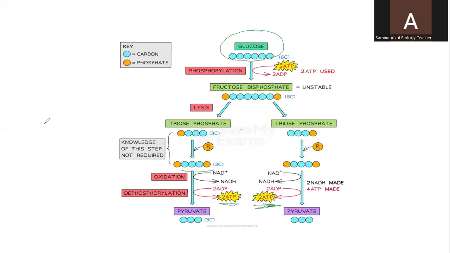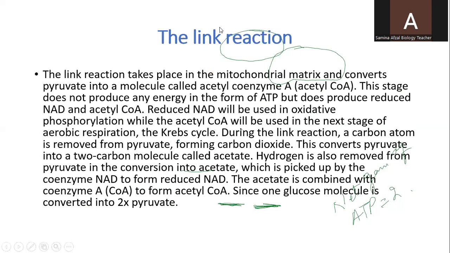So here you can see two ATP molecules are used, marked with the star, and four are produced. So the net gain of ATP molecules is 2 in glycolysis.